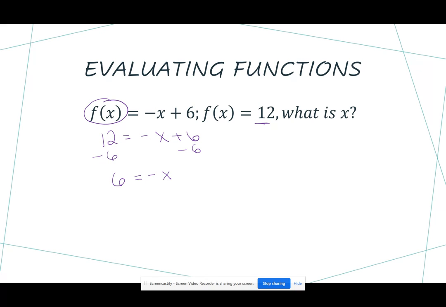But we want that to be a positive x, so we're going to divide by negative 1. So x equals negative 6. So that means that f of negative 6 equals 12. And you could check that by plugging in negative 6 for x and solving to see if you get 12.